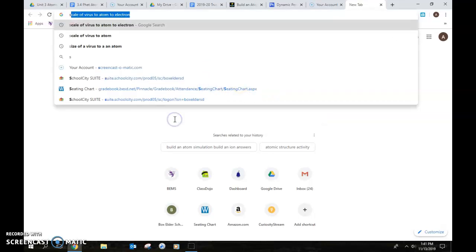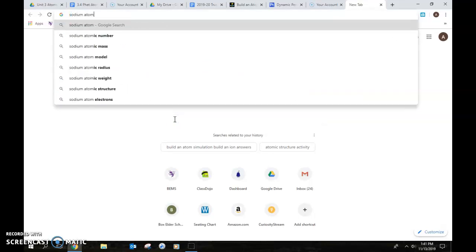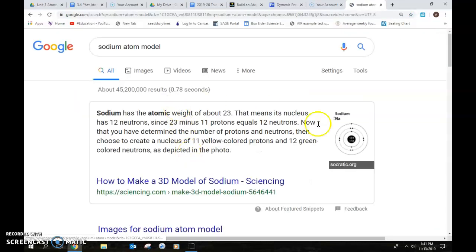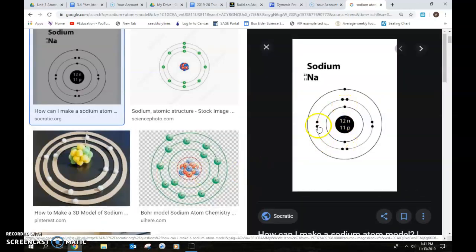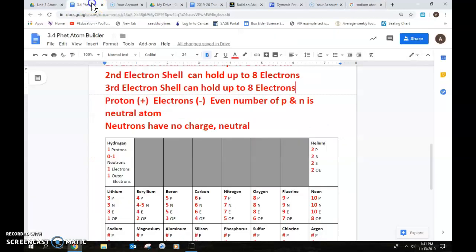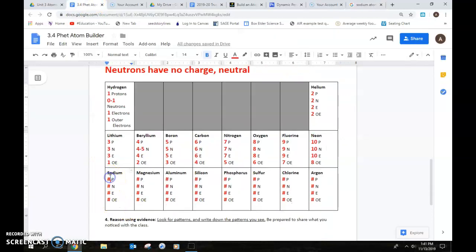So if I type in a sodium atom model here, you can see that it will have 11 protons, 11 neutrons, 2 electrons here. We'll make it big. 2 electrons in the first shell, 8 electrons in the second shell, and then it opens up and has 1 more electron on the third shell. So we have 11 protons, I think it showed about 11 to 12 neutrons, 11 electrons, and 1 outer electron.